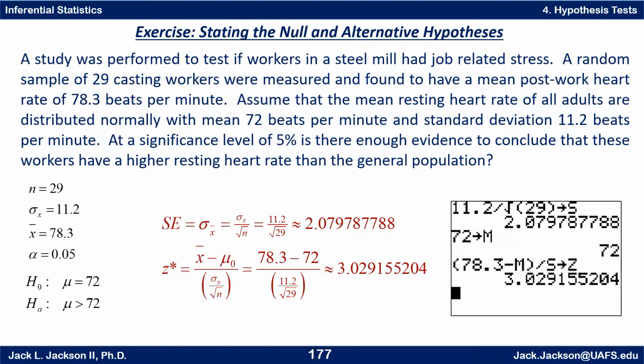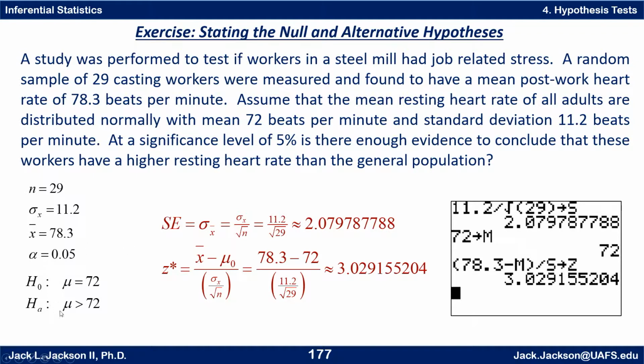Well, the standard error of the mean, another name for that is the sigma of the x bars. That's the sigma of the x's divided by the square root of n. So that's 11.2 divided by the square root of 29. That's about 2.079, etc. I did that on the calculator right here, and you notice I just stored that as s. That's going to be the standard deviation of the x bars that we're going to be using. This way I don't have to type it in again. I can just use it as s.